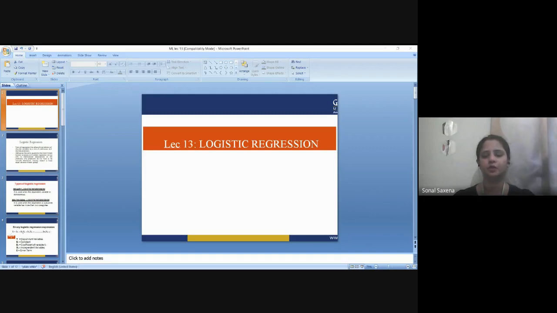Now, the objectives of this lecture today are understanding what exactly is logistic regression, how it is different from linear regression, and why we should use logistic regression. What are the practical application areas? What are the types of logistic regression, and how is it applied? So these are all today's objectives of this lecture. Now, let us, without wasting any time, continue with the lecture.